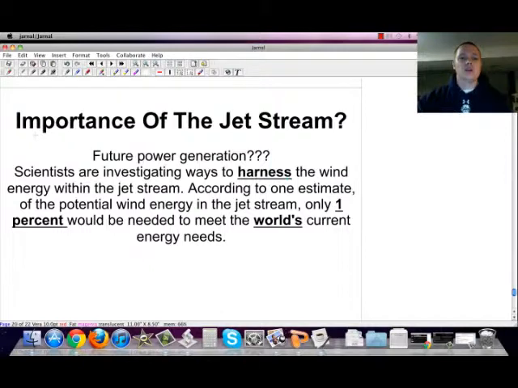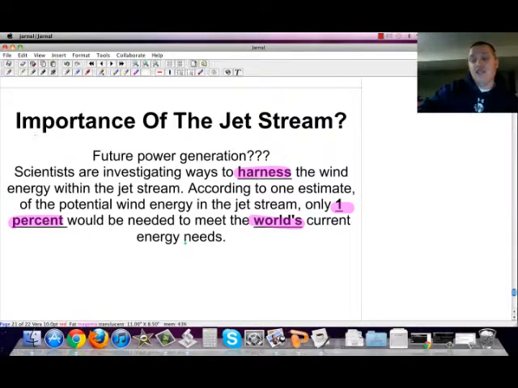So, as a future idea for the jet stream, I was reading in Popular Science, and then a similar article showed up in Discovery magazine, where they were talking about how scientists were planning to actually harness the wind that is in the jet stream. And what they've been able to calculate is that the potential wind energy, so as these fast-moving air currents way above our head, miles up into our atmosphere, that only 1% of that air that's moving at the speed in which it's going would be needed to meet the world's current energy needs. Think about that for a second.